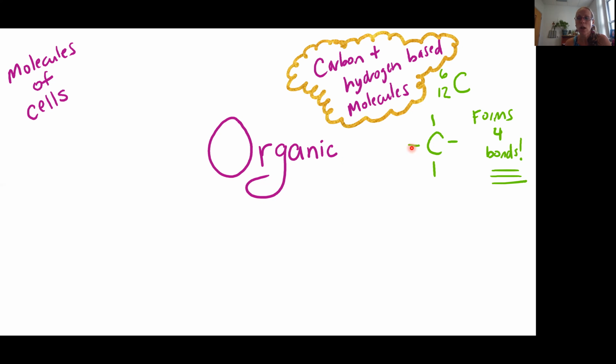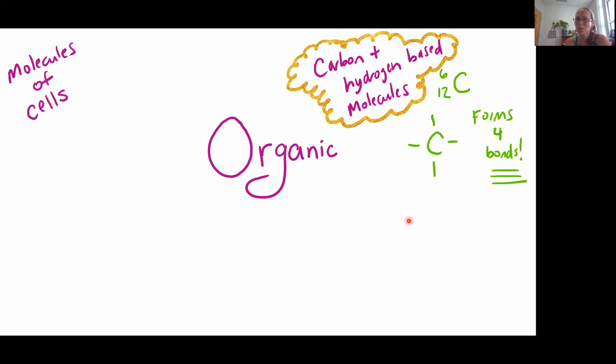So this is just a shorter way of representing this, rather than going through the whole process of drawing out the atomic structure for carbon. Now, when we talk about carbon and hydrogen-based molecules, what we see oftentimes is these extra bonds are filled up with hydrogen. So that's what we'll be looking at.